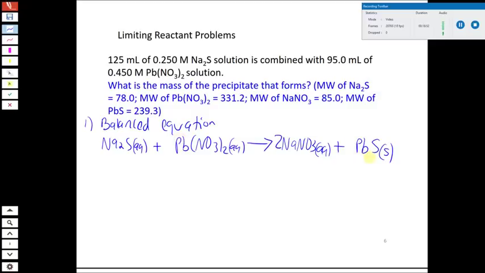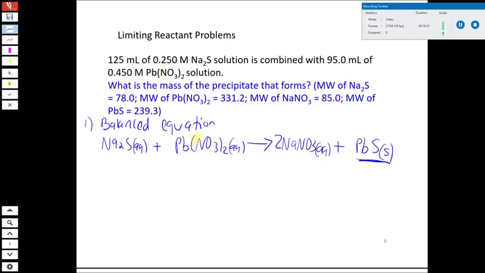So we're going to be looking now for the mass of that product that forms. Again, we're looking for the mass of the precipitate in this case, which is lead sulfide. This one's a little bit different, though, because we gave you the amounts of both solutions. So we know that we have 125 milliliters of 0.25 molar sodium sulfide as one solution, and we're mixing that with 95 milliliters of 0.45 molar lead nitrate, which is the other reactant.